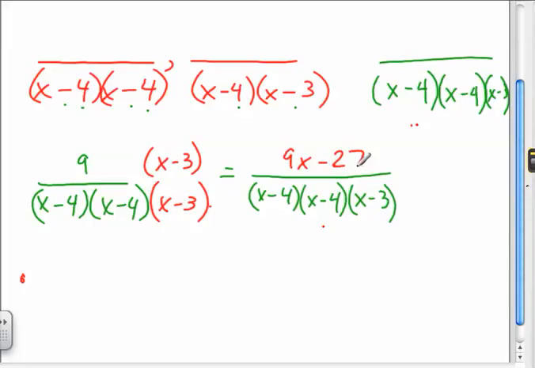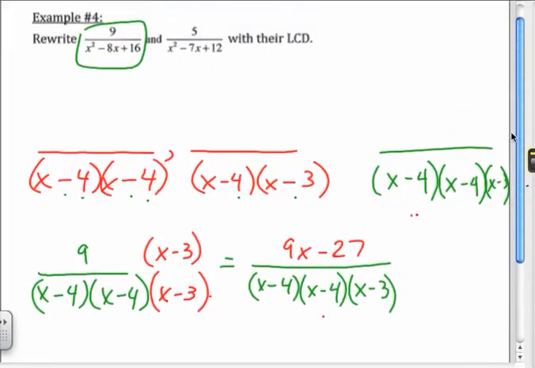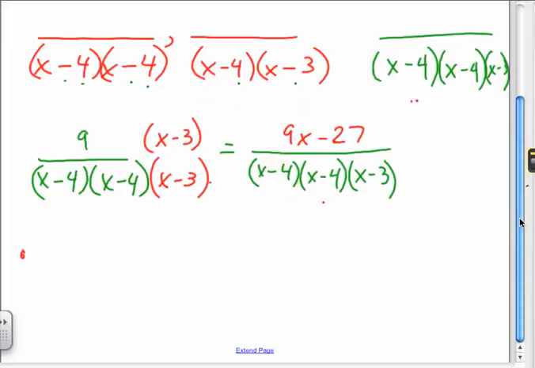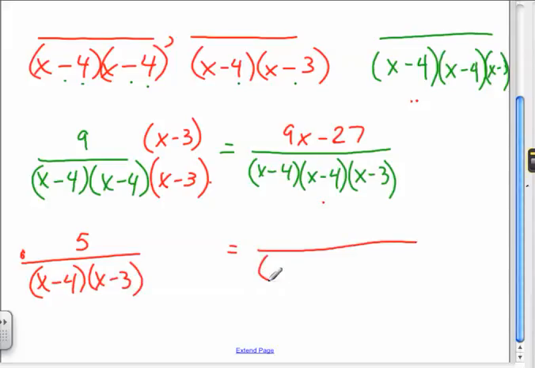Okay, let's look at the second fraction. The second fraction was 5 over x minus 4 times x minus 3. Okay, but we need to rewrite it with the common denominator, which was x minus 4 times x minus 4 times x minus 3.